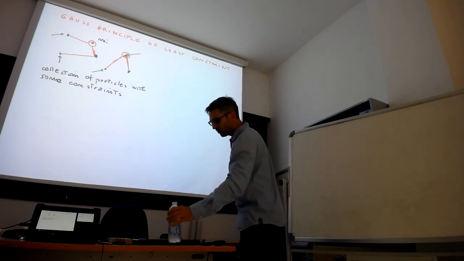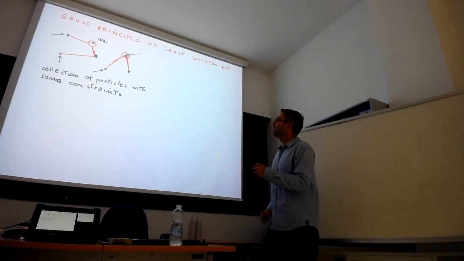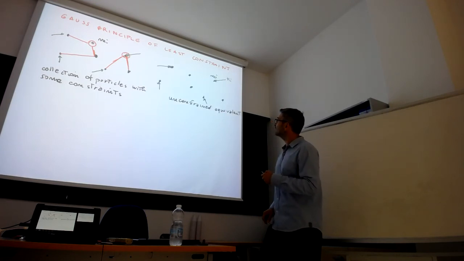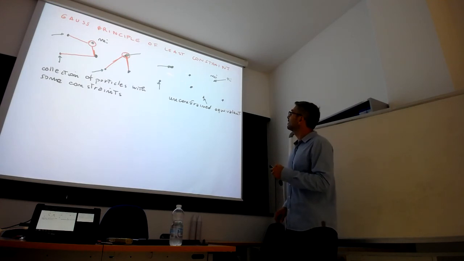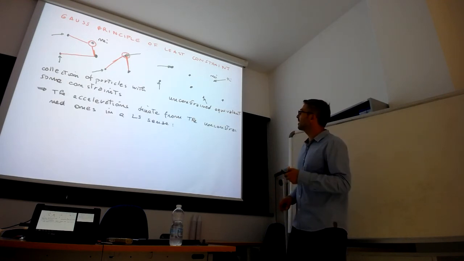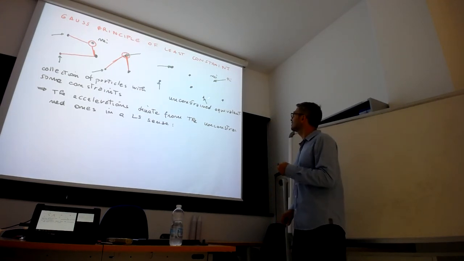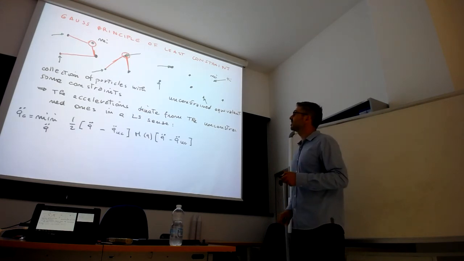Let's take an example of a set of particles with mass under the action of some forces, and you have some constraints between the motion of these particles. Compare with the unconstrained particles with the same set of forces: the acceleration of the system of particles deviates from the unconstrained accelerations in a least square sense. This is what the Gauss principle says.